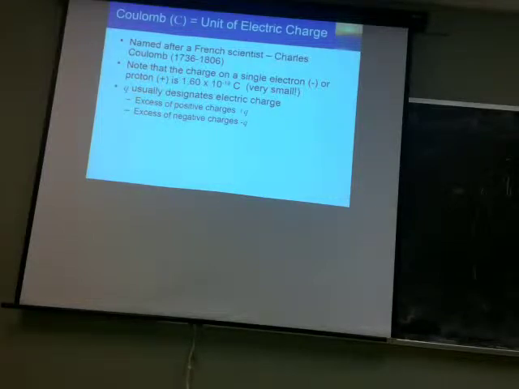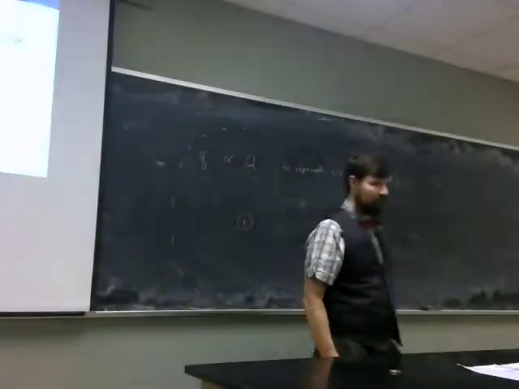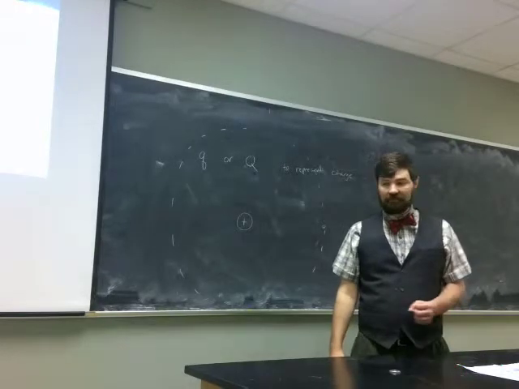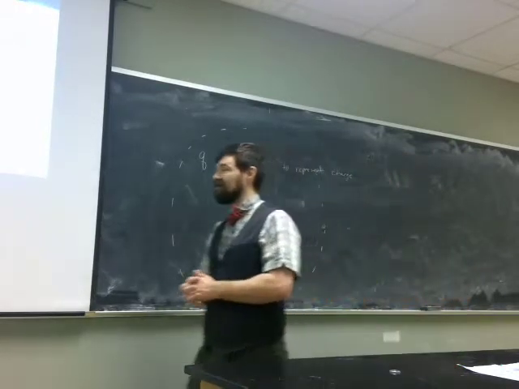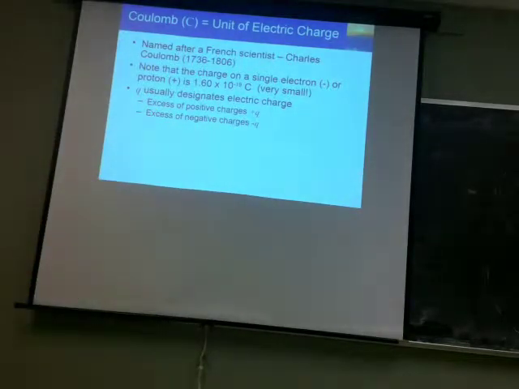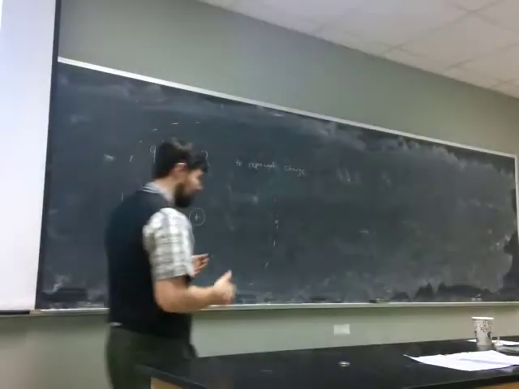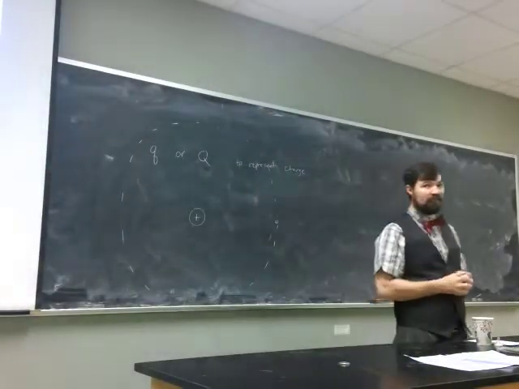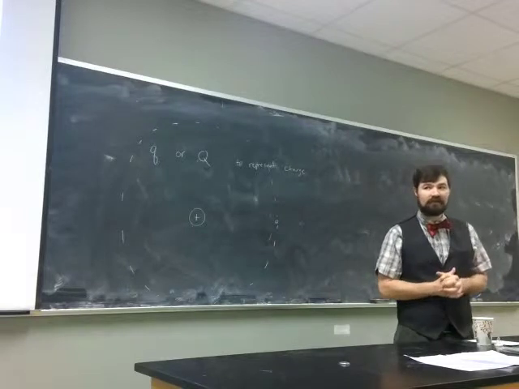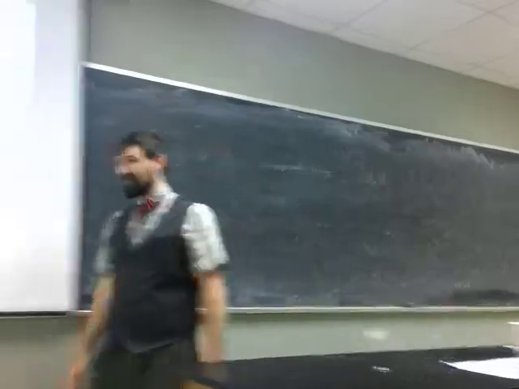This unit of charge, the Coulomb, is named after a guy who studied basically how much force exists between charged particles. So Charles Coulomb. And it's a very small quantity for a single electron or a single proton. You may wonder, why is it that electrons and protons have such small quantities of charge if they're the basic charge carriers? The answer is because you had to measure this stuff in the lab at some point first.